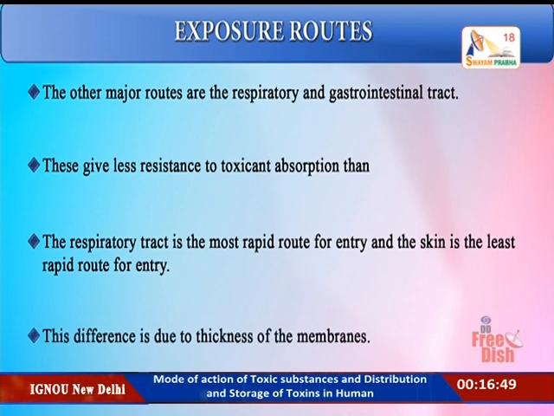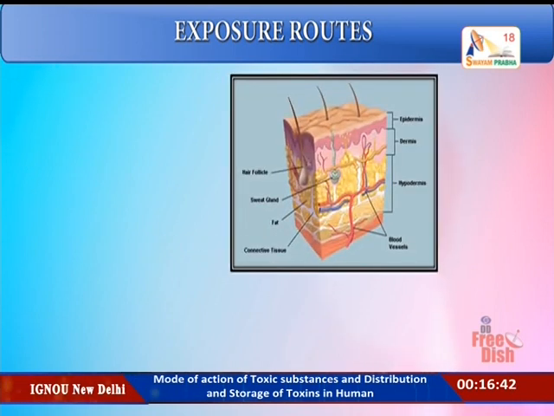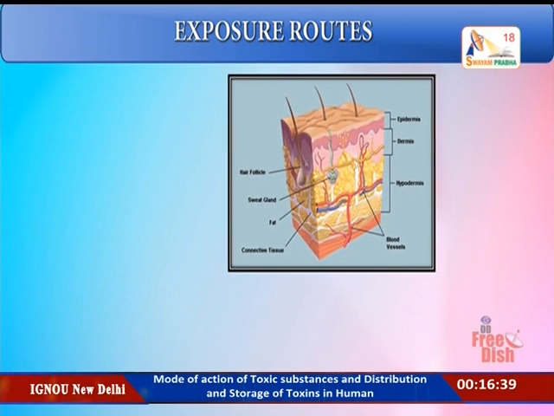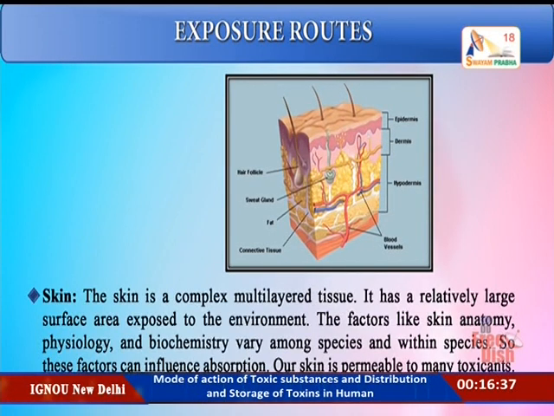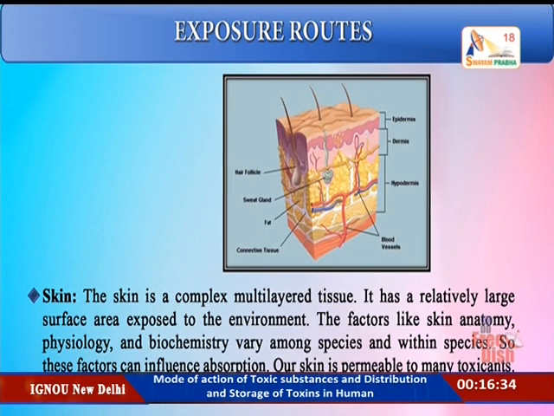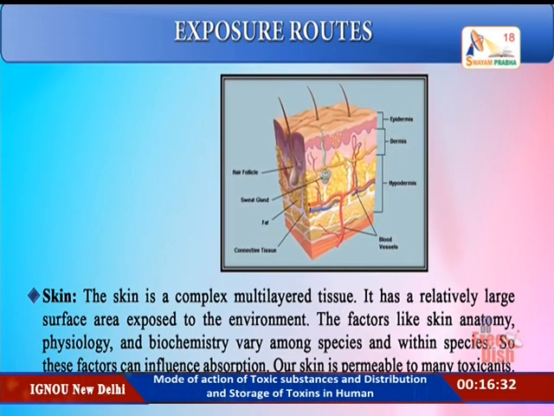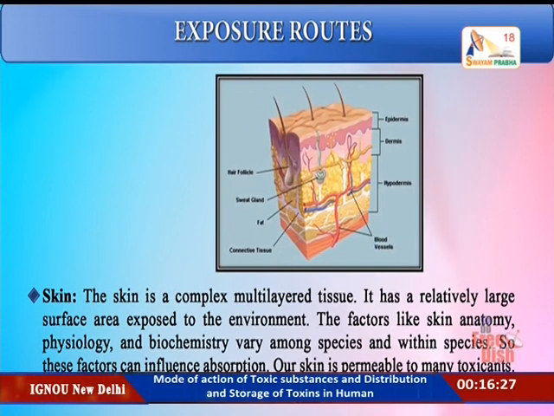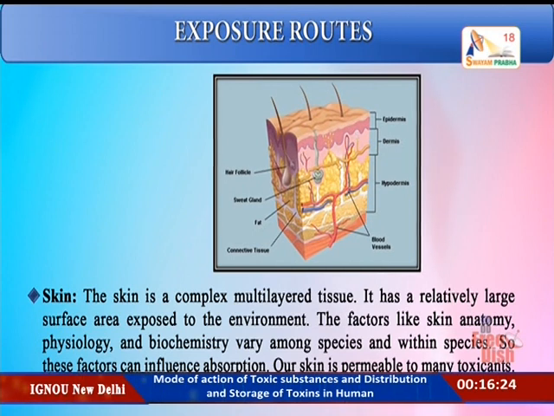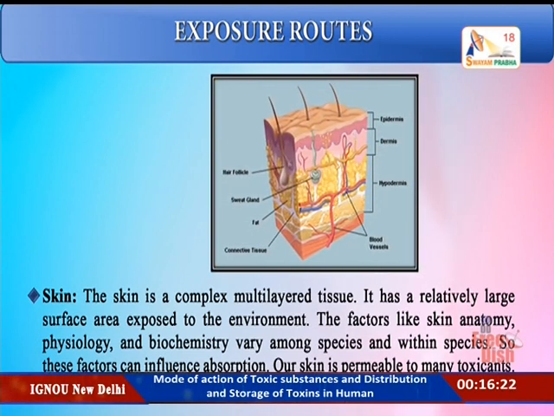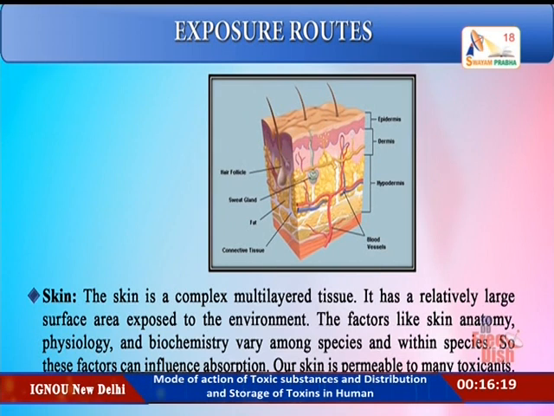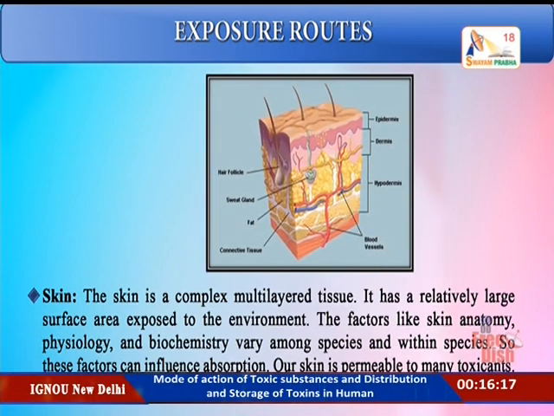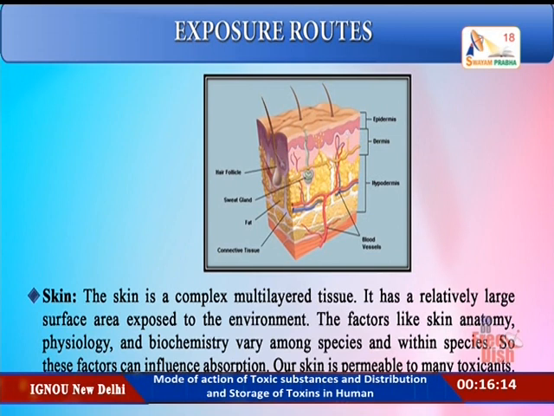The difference is due to the thickness of the membranes. As I told you, the skin is quite thick when compared to these two membranes. So here is the diagram of the human skin membrane. You see that the skin is a complex multi-layered tissue. You have the epidermis, you have the dermis, you have the hypodermis. Then of course you have all the blood vessels that are carrying the blood, and you also have the hair follicles and so on. So there are several factors like the skin anatomy, the skin physiology and the biochemistry. All this varies among species and also within species.